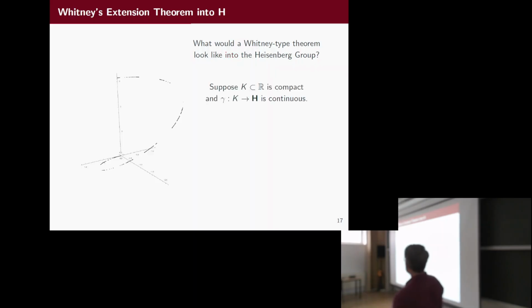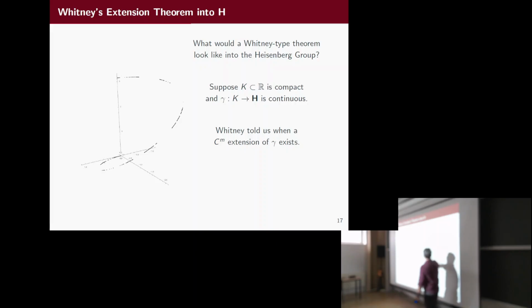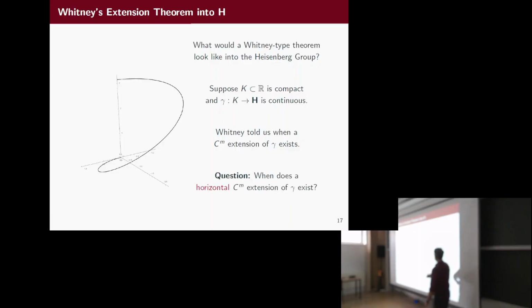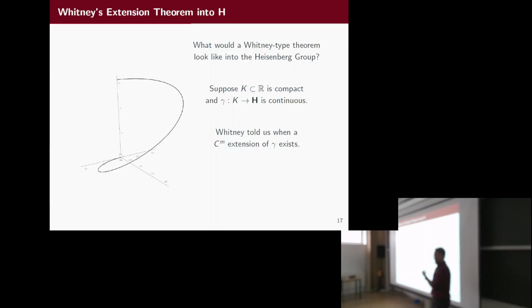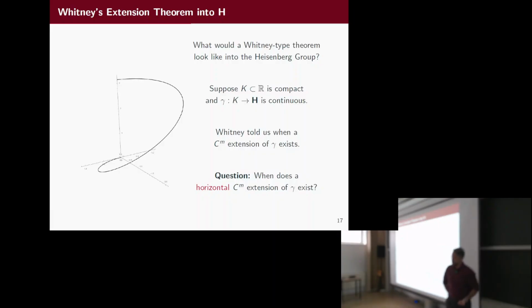What would a Whitney-type theorem look like in the Heisenberg group? Well, what would that mean? That means I have parts of a curve, right? But I also have the extra data, where let's say I know the velocities and the accelerations and stuff like that, right? I have a flight plan. I have parts of a flight plan. I don't have a full flight plan. Whitney told us when a smooth curve exists that can fill in the data. The question is, when do you have a horizontal smooth curve?